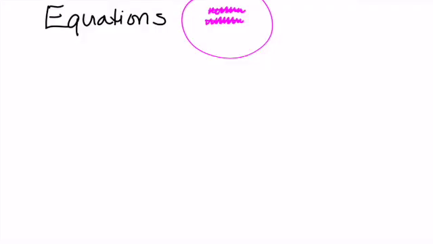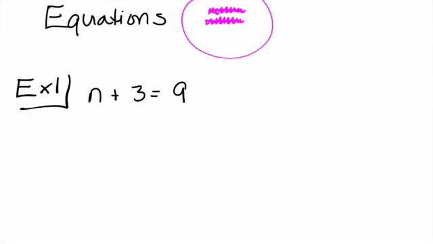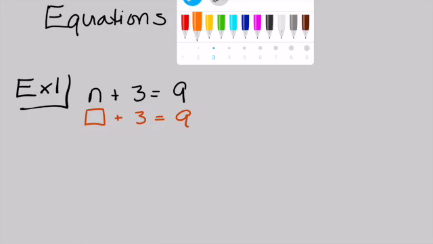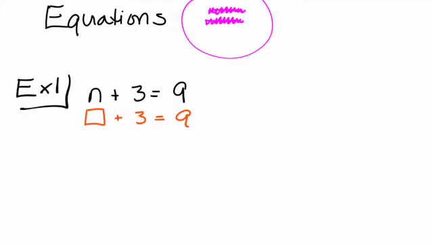So let's look at example number 1. Let's start us out with n plus 3 equals 9. So in your head, you should be thinking, what number, when I add it to 3, gives me 9? What number plus 3 equals 9? And if you're sitting here to yourself going, all right, Mrs. Swisher, I knew the answer 5 seconds ago, the answer is 6. 6 plus 3 equals 9.